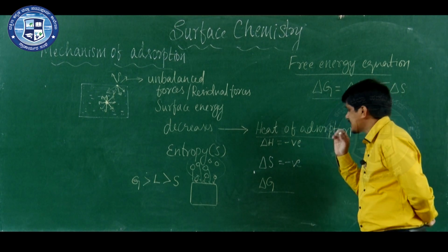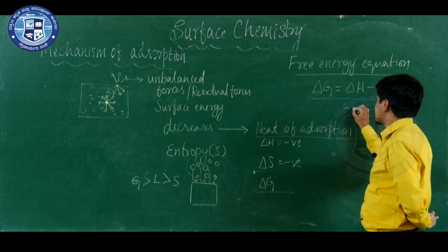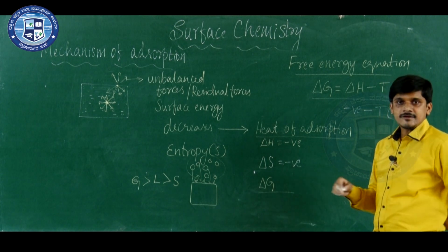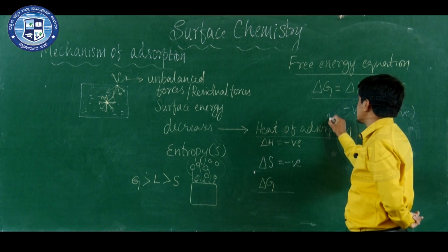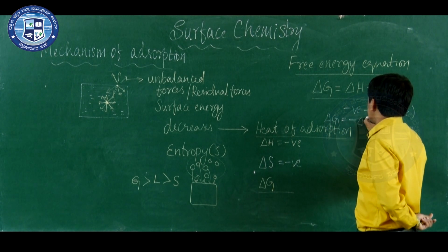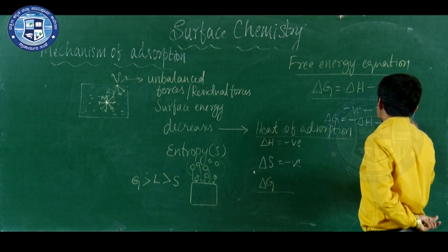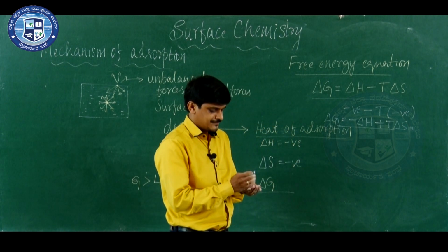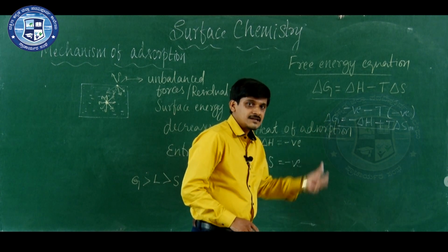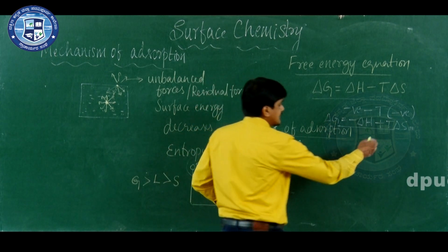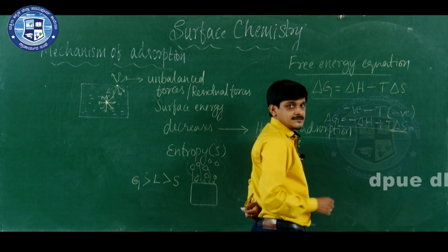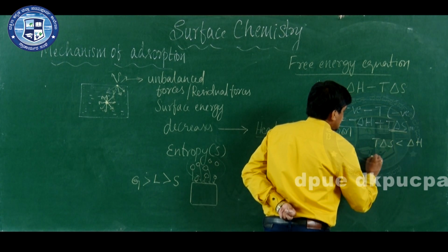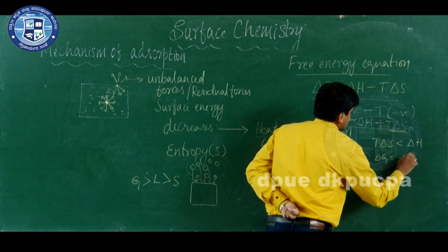So, here for adsorption the value of delta H is negative and minus T into the value of delta S is negative. Okay. Therefore, the equation becomes delta G equals minus delta H plus T delta S. So, the equation comes this way. Now, according to this equation, delta G becomes negative only when T delta S is less than delta H. When T delta S is less than delta H, then delta G is negative.